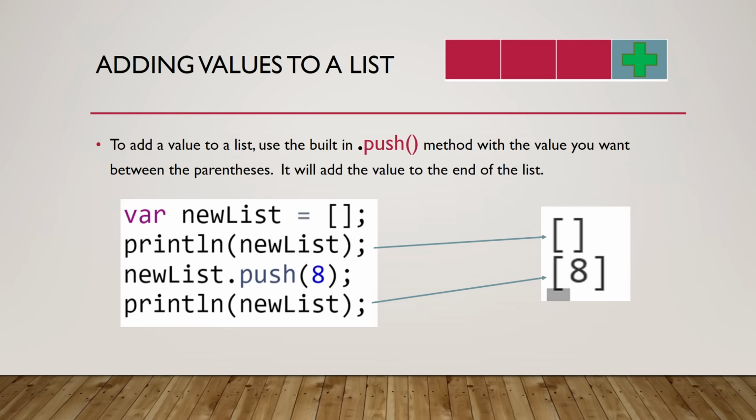But this was the result of adding. Interesting to note, you can actually have an empty list. You notice here that I made a new list with an empty list. That's possible. It's empty until I added 8 to it.